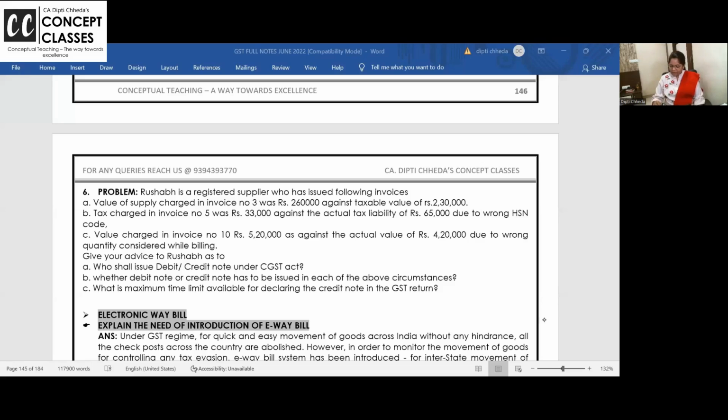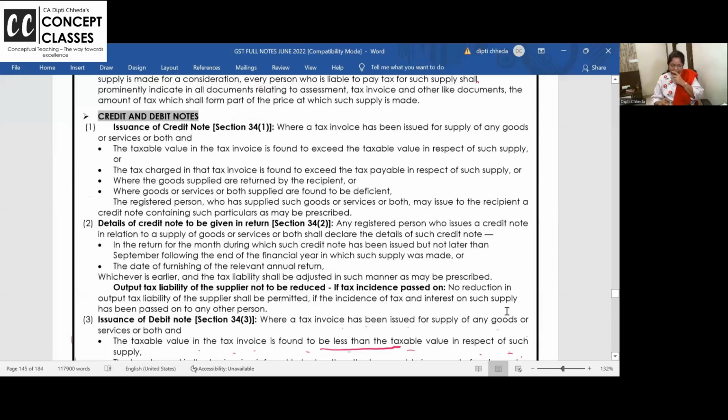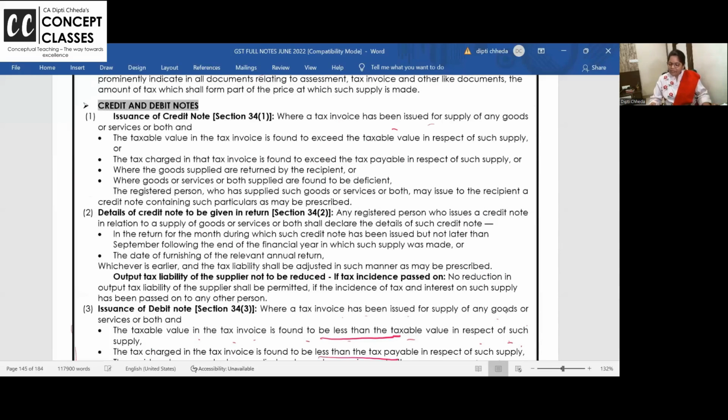Sorry, we have already written this down, the documentation. Yes, please come here. Let's look at debit and credit notes. Where a tax invoice has been issued for supply of goods, and the taxable value in the invoice is found to exceed the taxable value in such supply, the taxable value is greater. Or the tax charged is found to exceed 18%, whereas only 12% had to be charged. You have charged more, so credit the party.